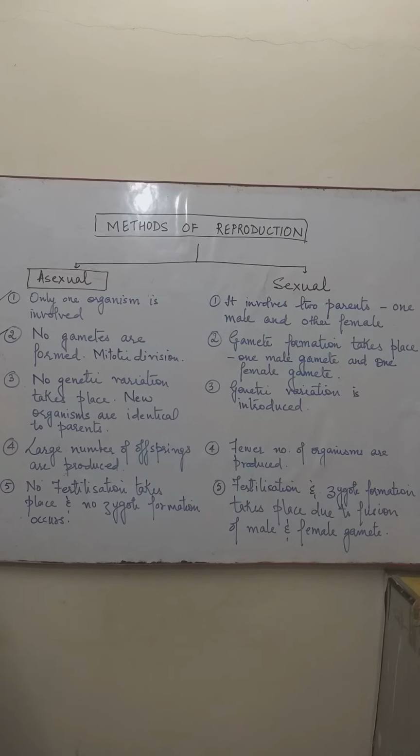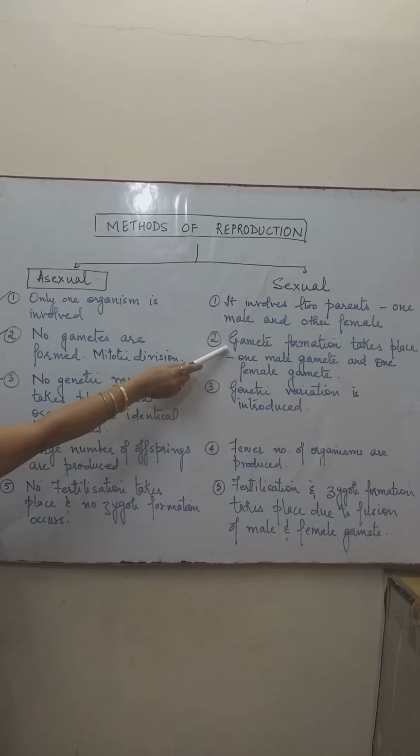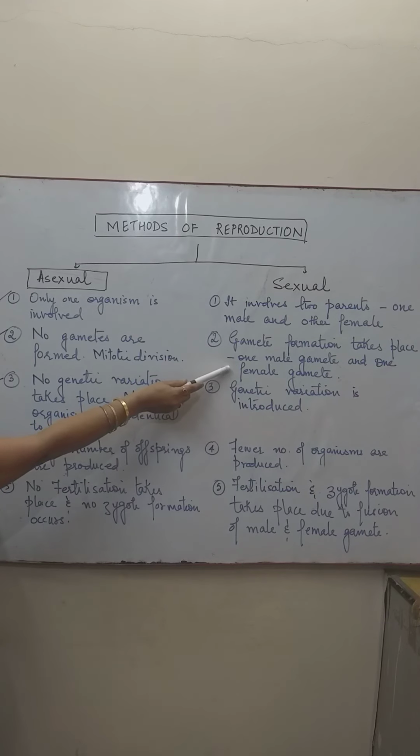Now, the third important difference between these two types of reproduction is that no genetic variation takes place in asexual reproduction. Since the information is passed as such from the parent to the offspring, there is no genetic variation, and the new organisms produced are identical to the parents. On the contrary, sexual reproduction involves the fusion of the male and the female gamete, so genetic variation is introduced. So we have a lot of variation, and the offspring are obviously better adapted.